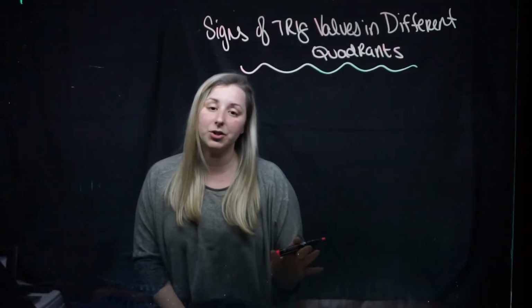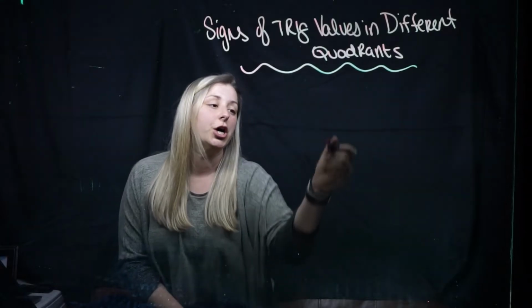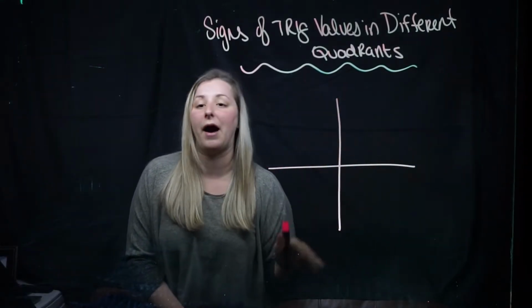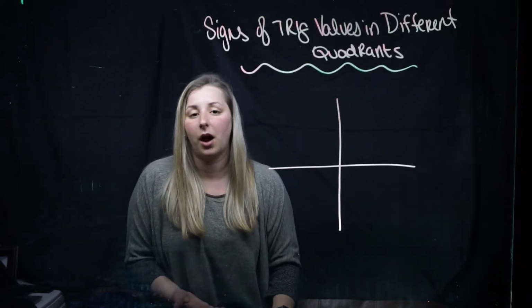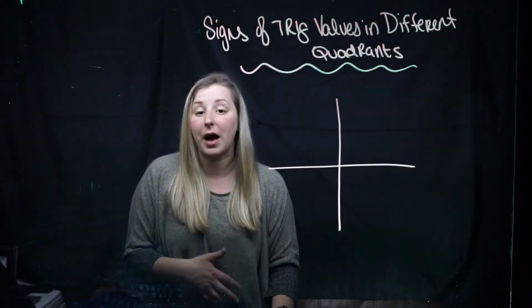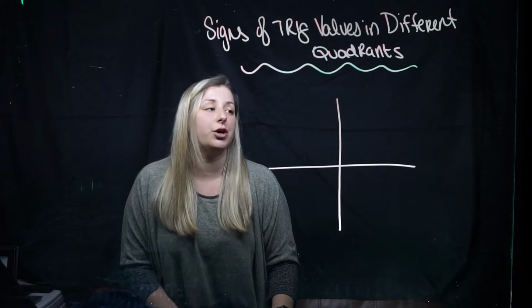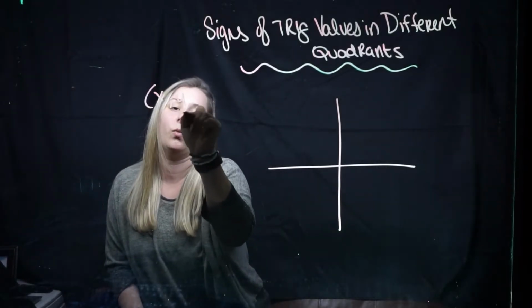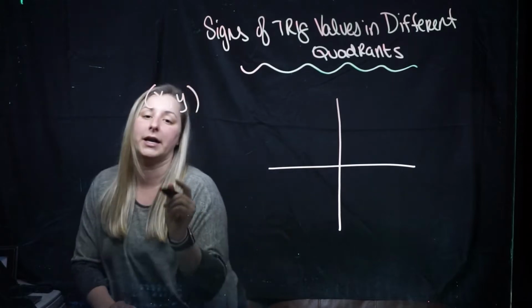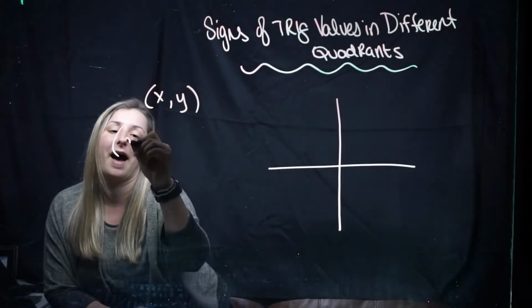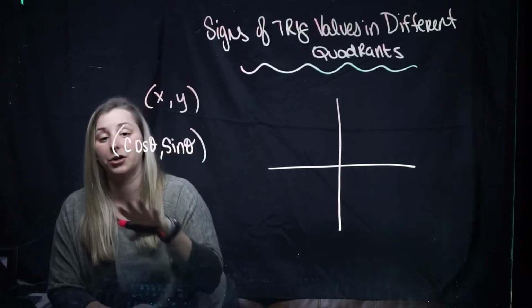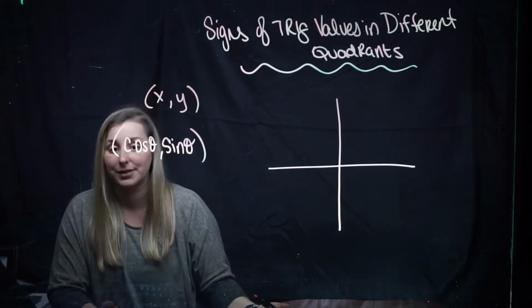All right, so now let's talk about the different signs in each quadrant. So we know we have quadrants 1, 2, 3, and 4. So I'm just going to sketch that out here. And we need to figure out what trig values are positive or negative in each quadrant. Normally when we're talking about the coordinate plane, our coordinates are always x, comma, y. But now we're in trig world, and instead of x, y, we now have cosine, comma, sine. So the x value is really your cosine, the y value is really your sine.